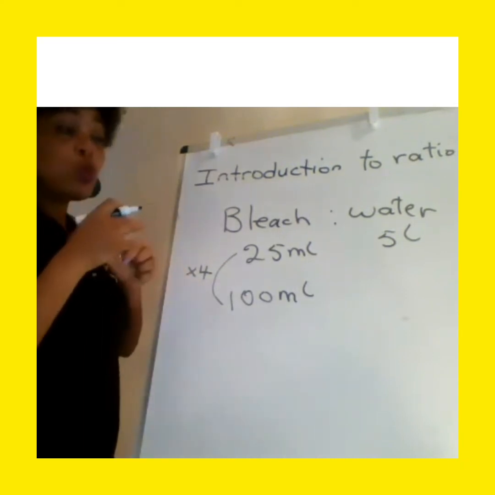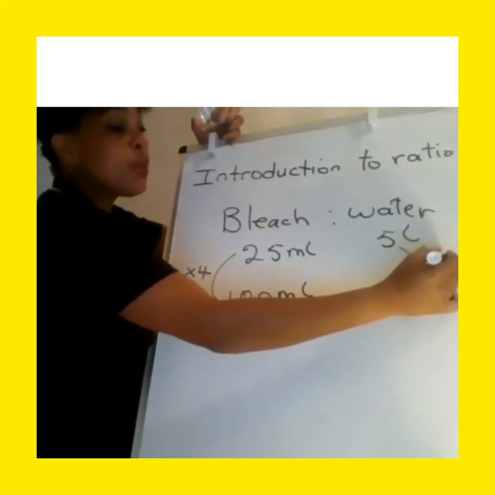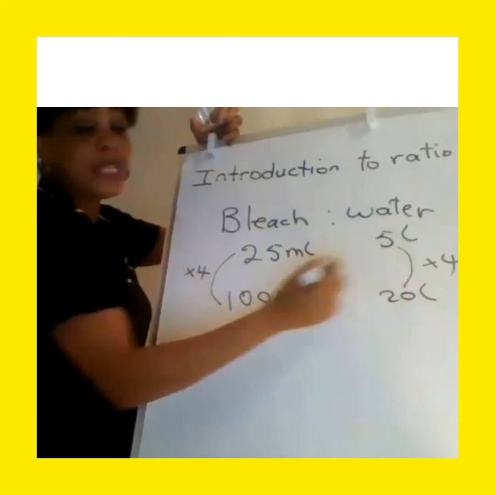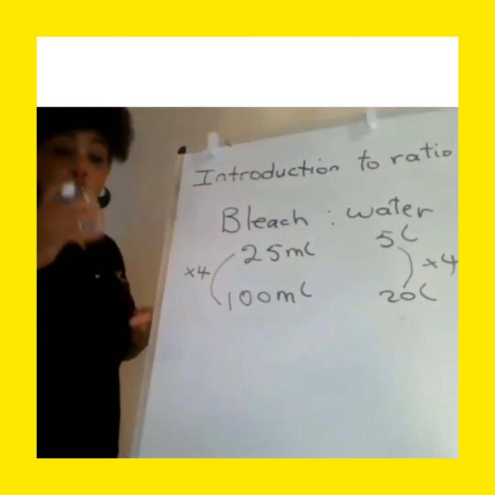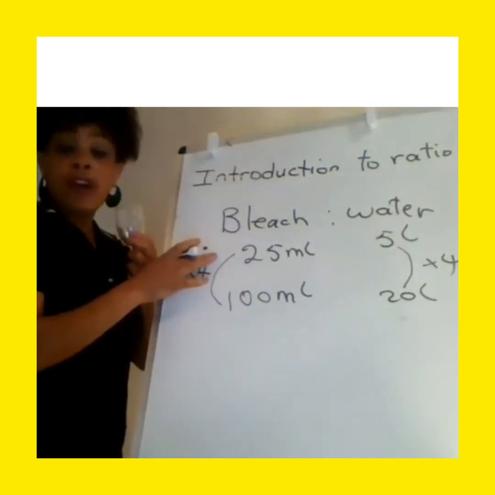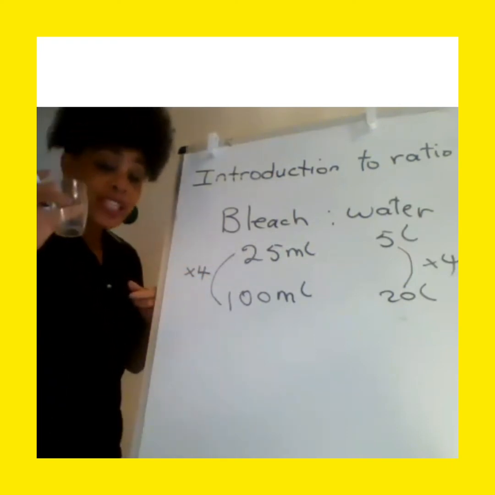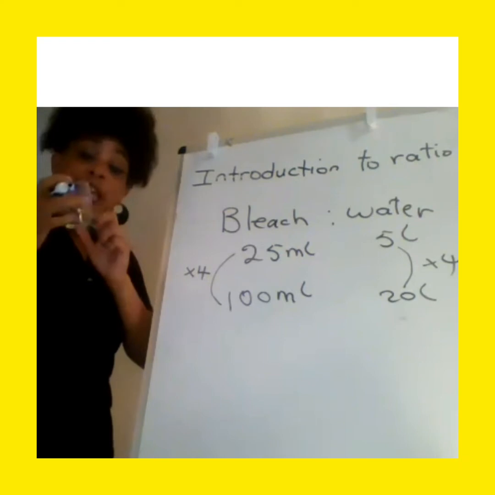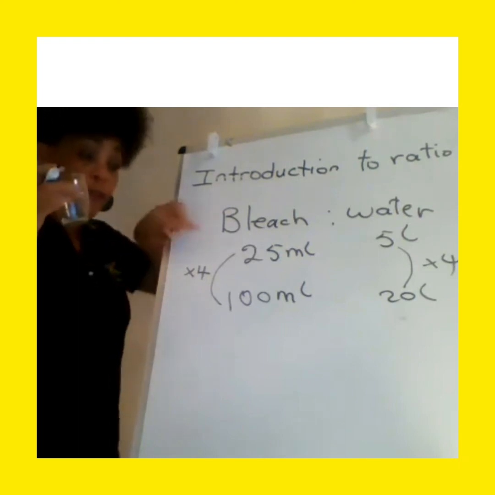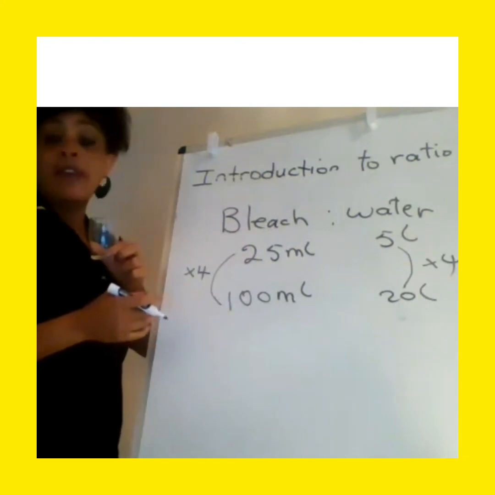Now, if I'm going to do that 4 times, it means I've got to do this 4 times as well. So then it's going to be 20 liters. So what this means is that I do not have a measuring cup that's going to be 25 milliliters. It doesn't mean that I can't use my bleach. I know that this can hold 100. So this can hold 4 times 25. So that means I'm going to do 4 times 5 liters.